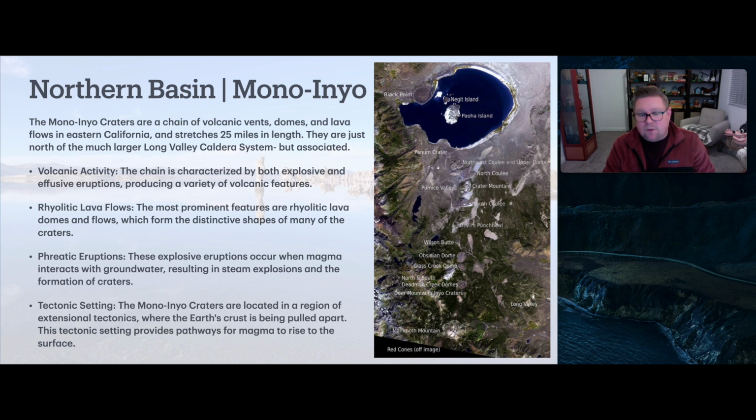And then we have phreatic eruptions. These explosive eruptions occur when magma interacts with groundwater, resulting in a steam explosion and creating these massive craters. An excellent example of a phreatic eruption would be what we see in Death Valley at Ubehebe Crater. It's this massive crater that essentially blew its top, exposing all of its underlying geology around it. And also the tectonic setting: the Inyo Craters are located in a region of extensional tectonics, meaning that the Earth is pulling itself apart, separating itself, creating a very, very thin crust.